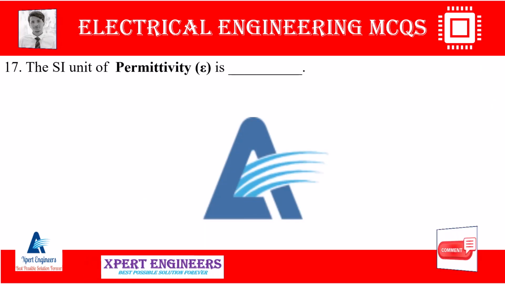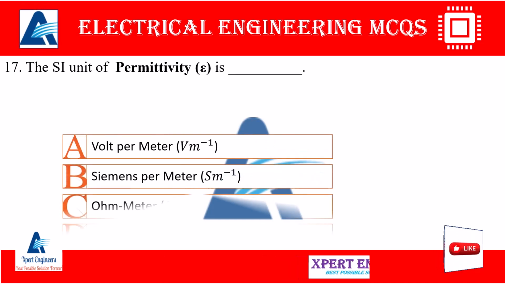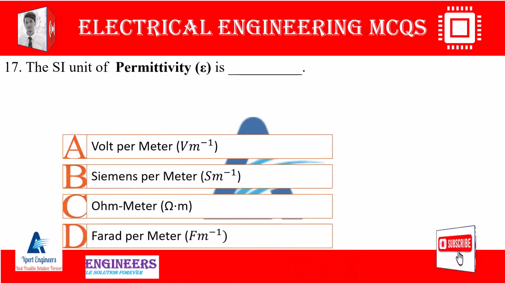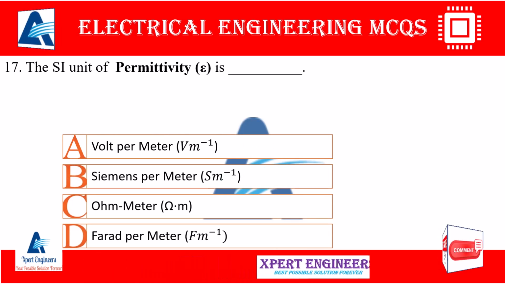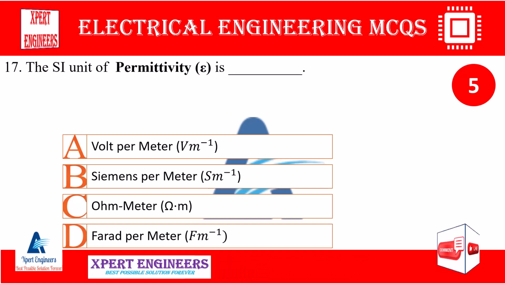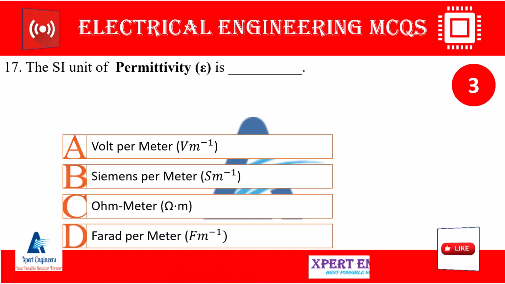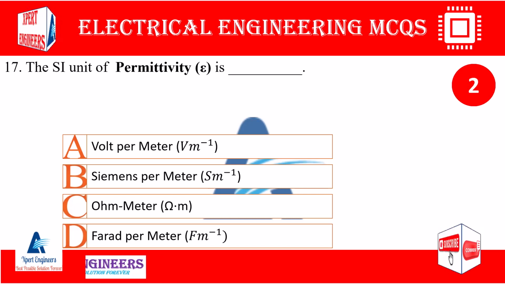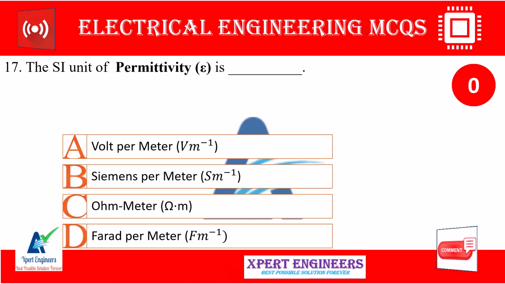Next is the SI unit of permittivity is dash. A, volt per meter, B, Siemens per meter, C, ohm meter, and D, farad per meter. The correct option is D, farad per meter.